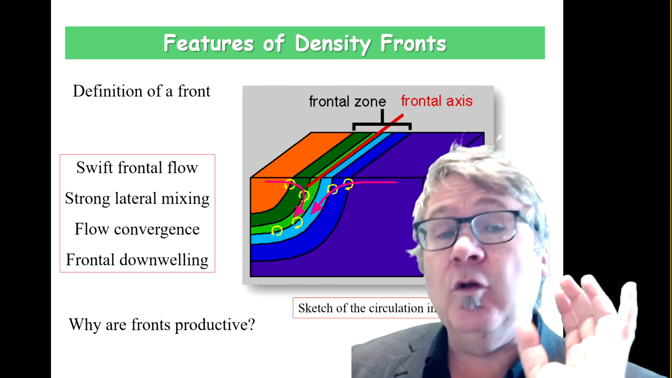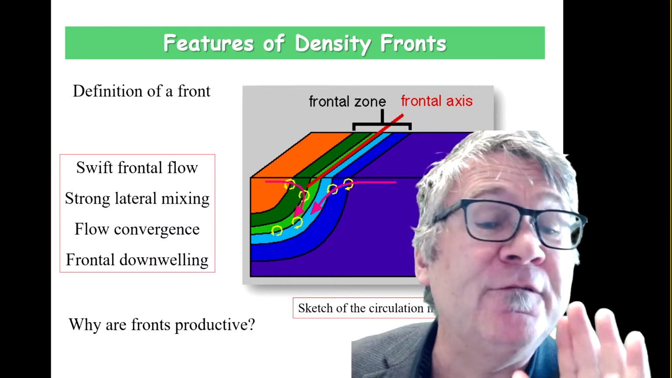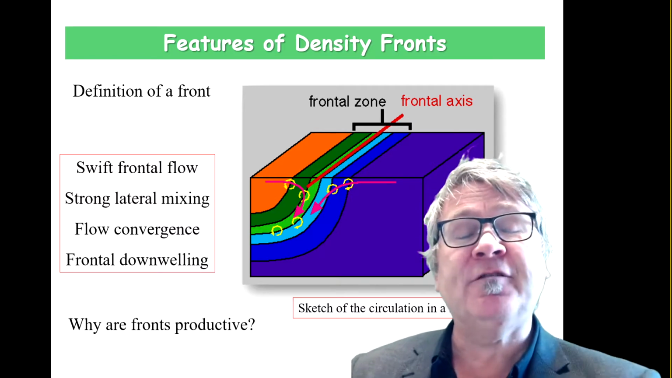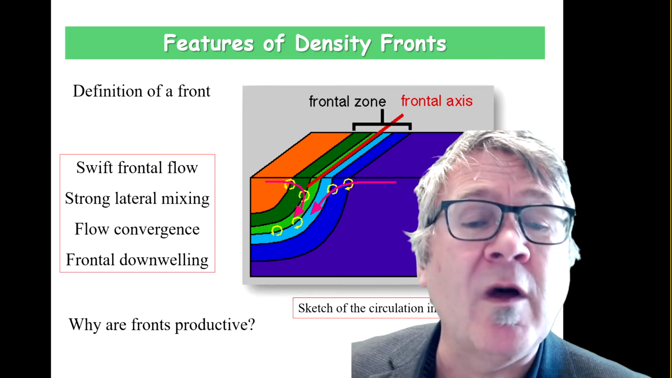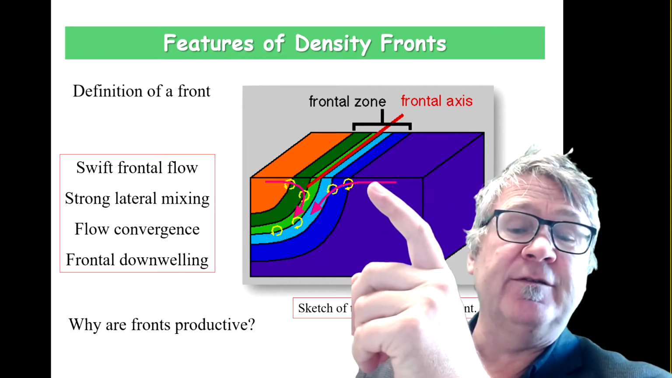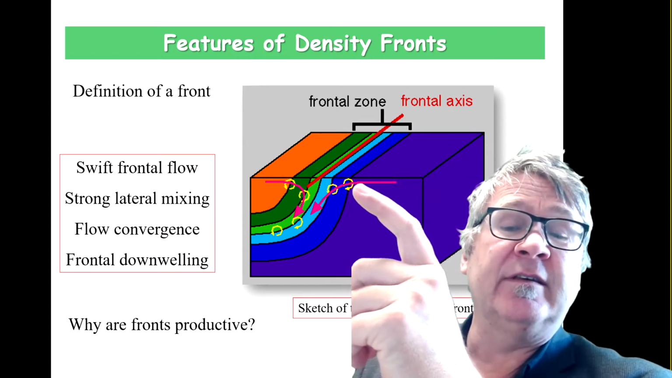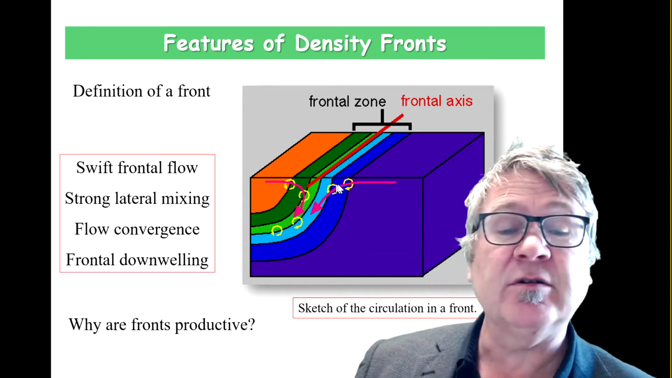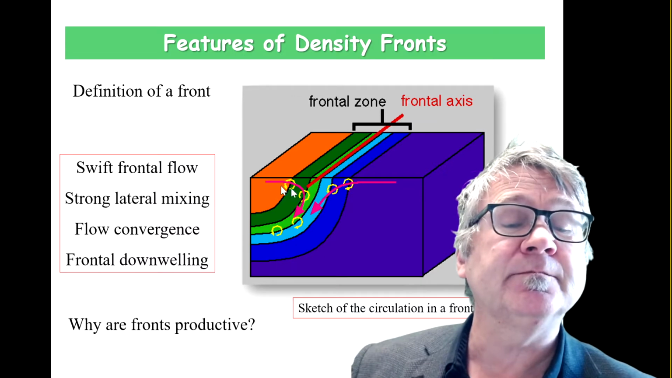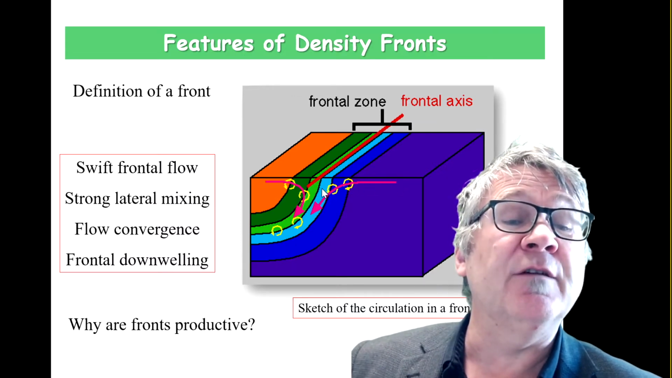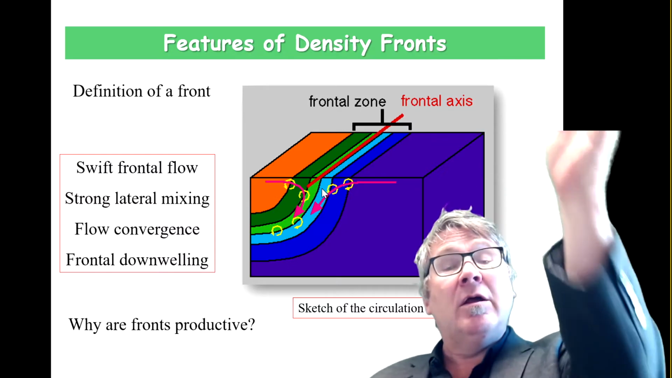And all density fronts have common features. The first one is that there is a swift frontal flow running along the frontal axis. Here's a little sketch of a front. You can see that there's a horizontal change of the seawater density, and the frontal flow runs along the front.